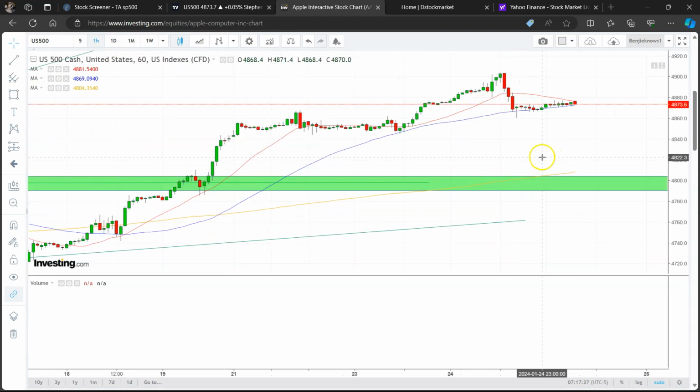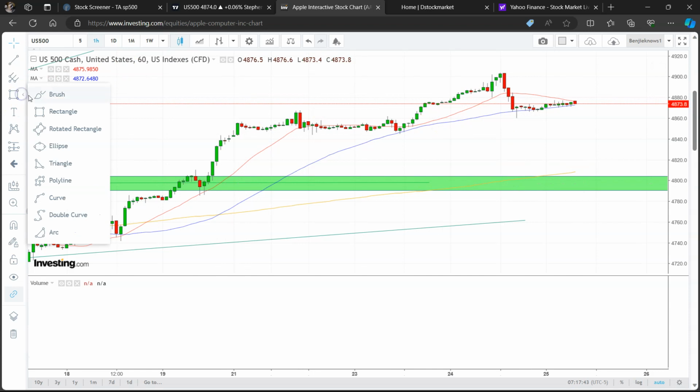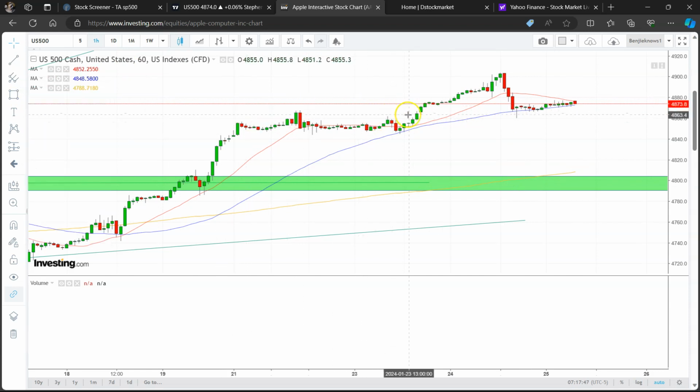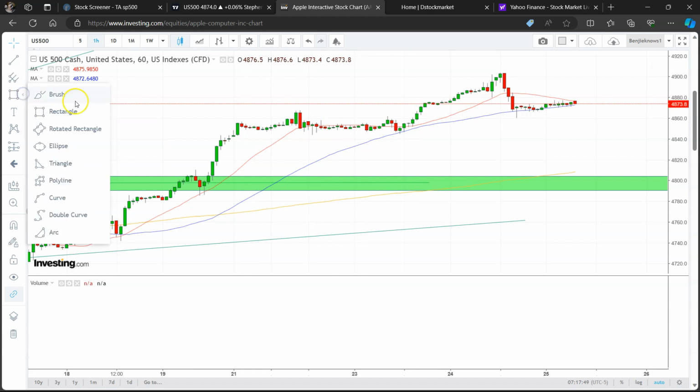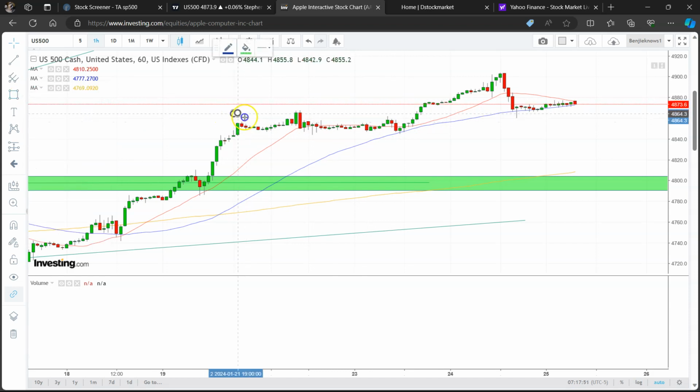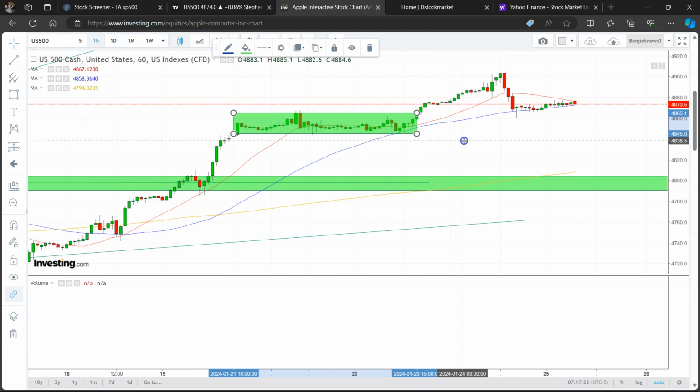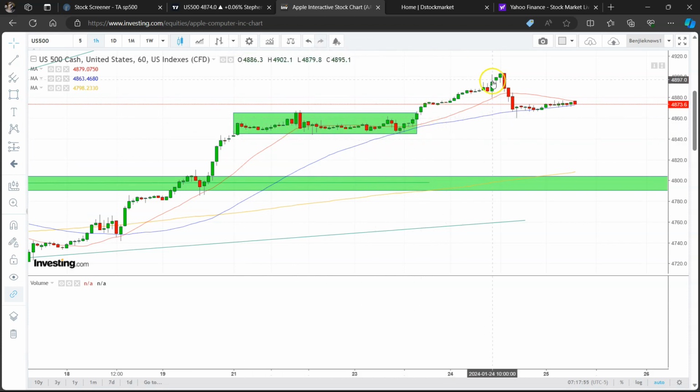Now let's take a look at the hourly chart of S&P 500 futures. So now you can see that it broke out of this rectangle consolidation, and straight away there was a decline, but it found support at this consolidation area, and this is trading sideways a bit.